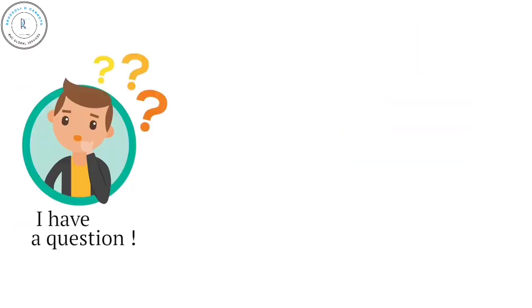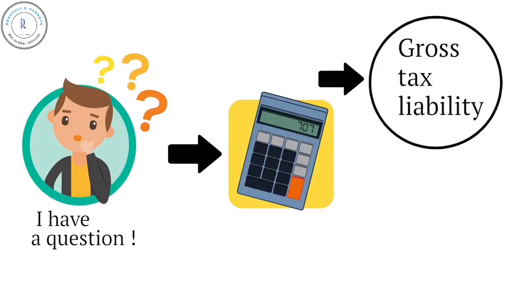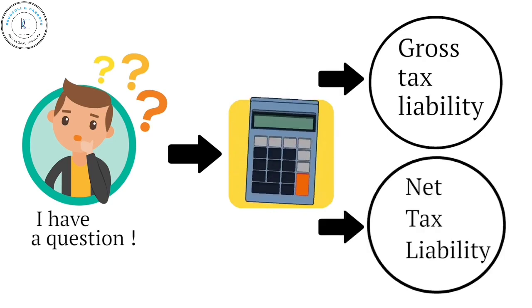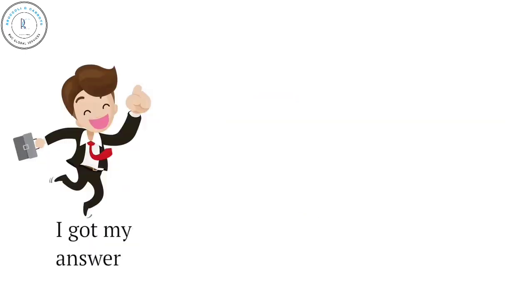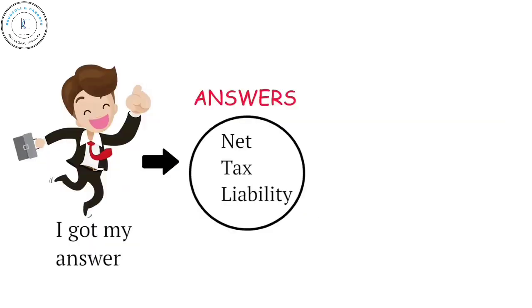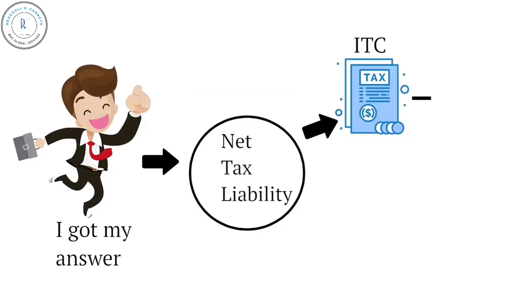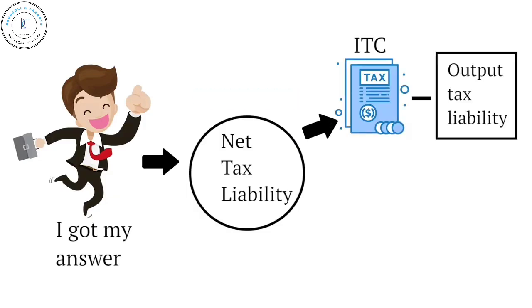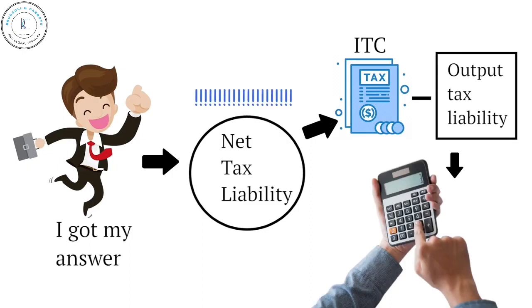And now comes the most important question: whether interest should be calculated on gross tax liability or net tax liability. So the answer is net tax liability. Example: ITC has to be deducted from output tax liability first, afterwards interest has to be calculated.